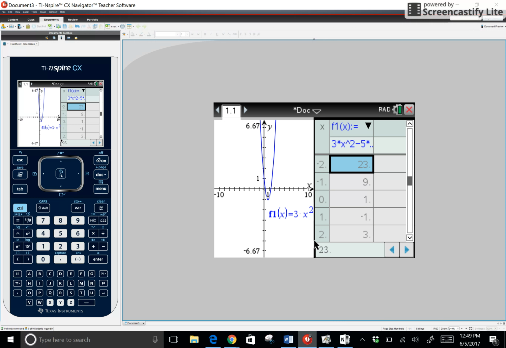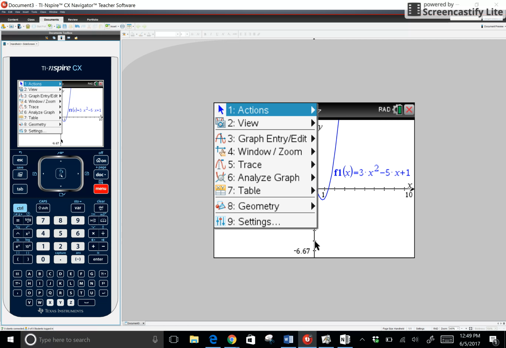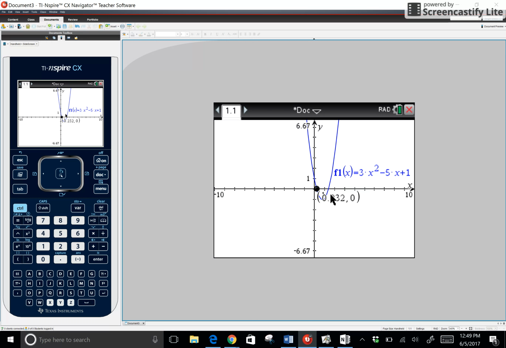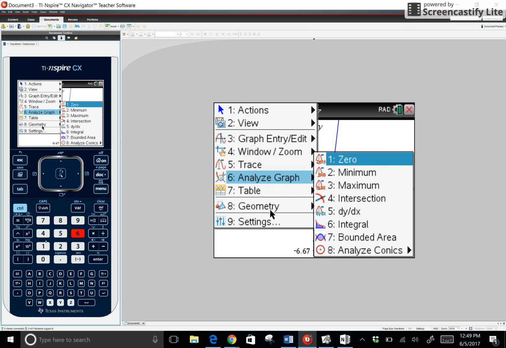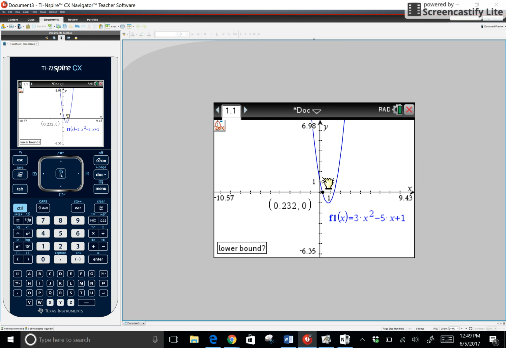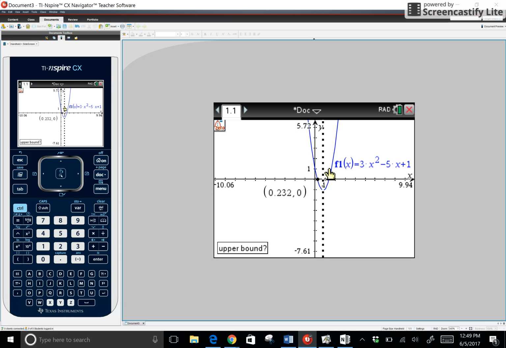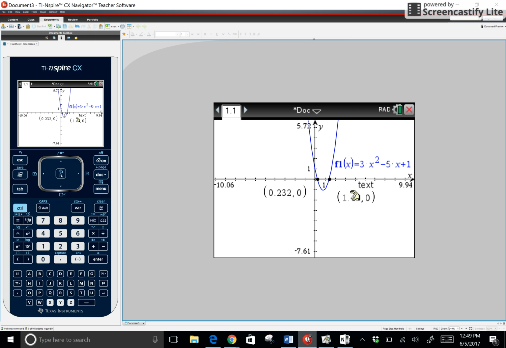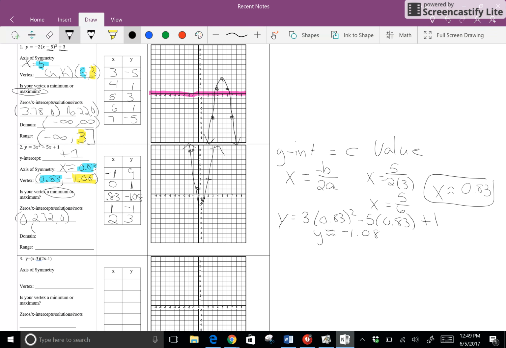Then you're going to graph. To get out of the table, Control T, and then just do menu 6-1. So there's 1, 0. It crosses again. So you're going to do it again. Sorry. All right. So one of the x's is 0.232, comma 0. And then the second one was 1.43, comma 0.